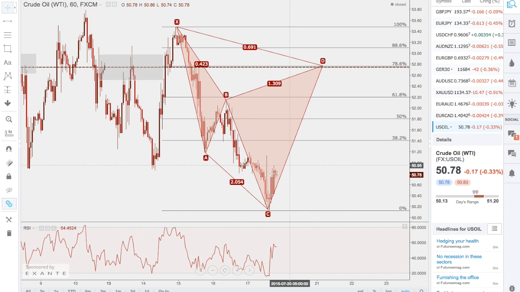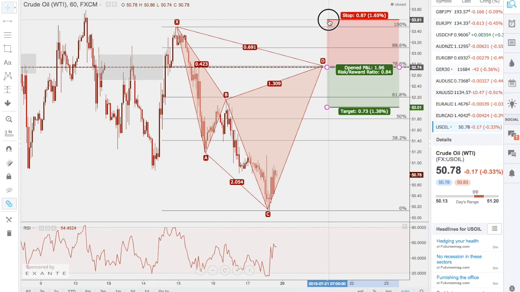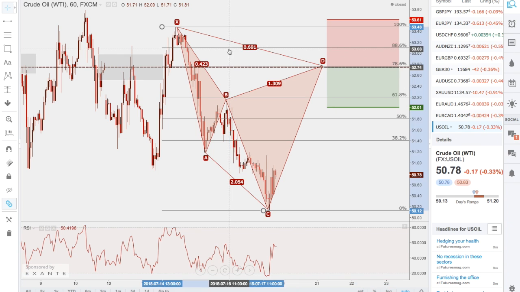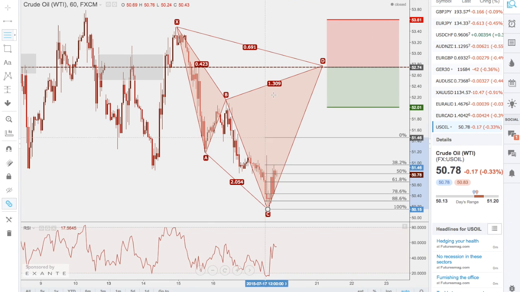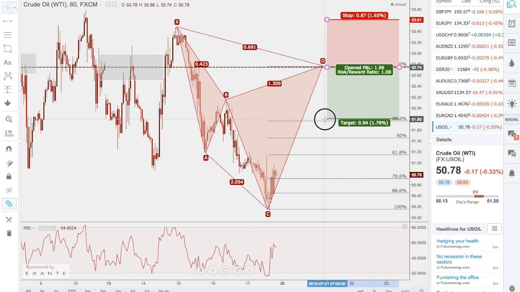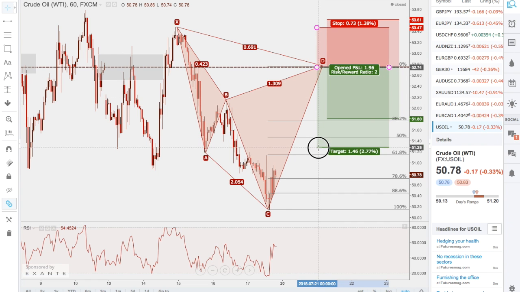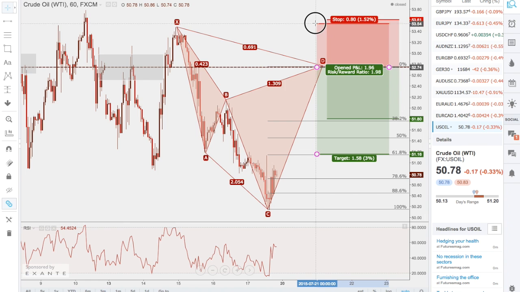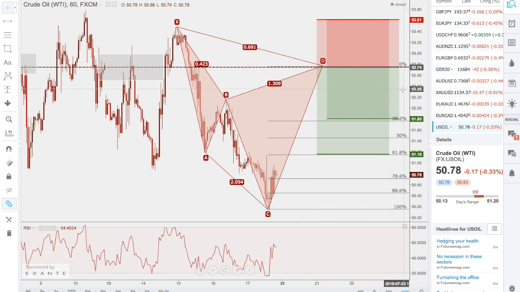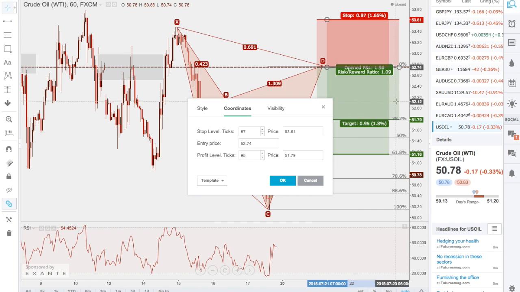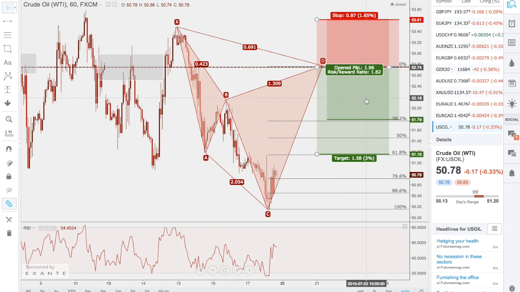So if price does make its way back up to this level, around the 552.75 level, we'll be looking for a short opportunity. Of course our stops will go above our X, and the target is the same. The first target is our 382, and our second target will be at the 618. So this is what we'll be looking at, with stops in here. It's the same thing, we have a risk to reward of more than 1:1 as well.